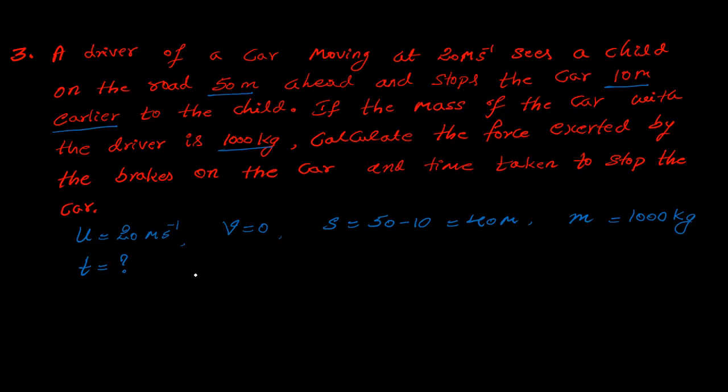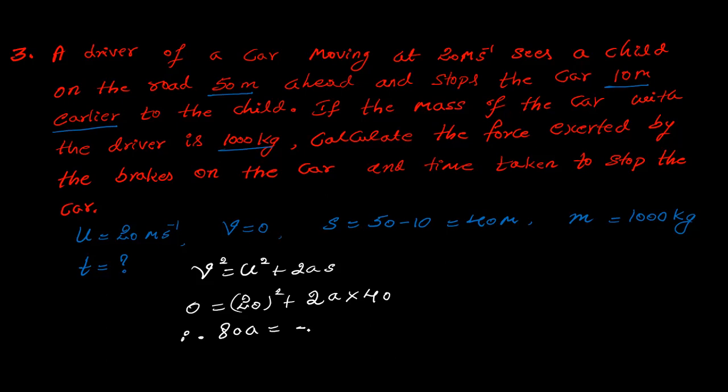Now using the relation v square is equal to u square plus 2as. Okay, the final velocity here becomes 0. This is 20 square plus 2 into a into s, s is 40. Therefore, 80a is equal to minus 400. Therefore, acceleration becomes minus 5 meter per second square.